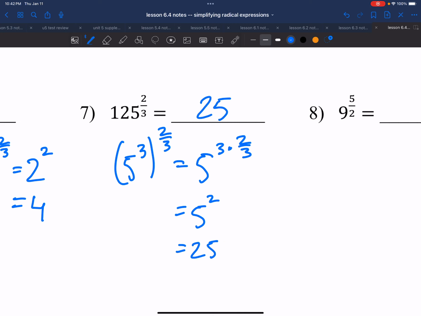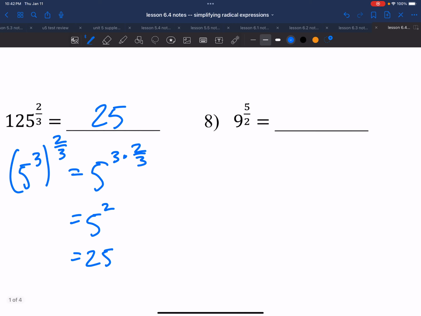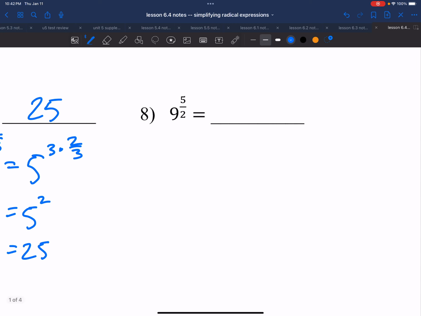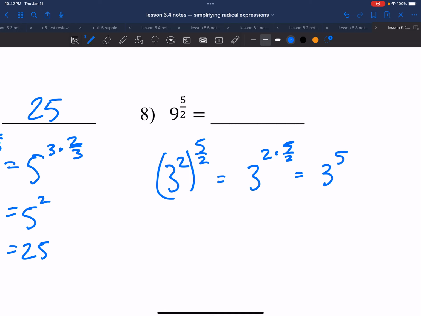Cool. Last but not least, we've got number 8 here. 9 is a perfect square, so we could say 3 squared to the 5 halves. Well, that's 3 to the 2 times 5 over 2. The 2's cancel. I got 3 to the 5. What is that? I think it's 243.